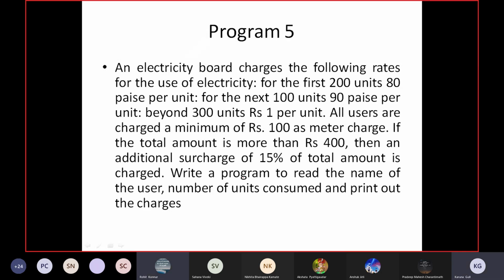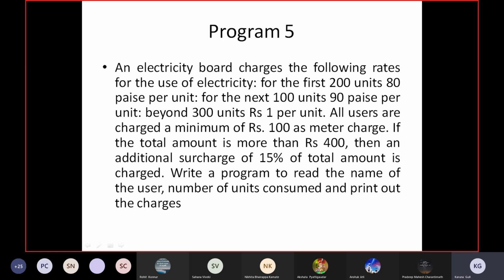So that's what we call electricity bills. We are interested in generating the electricity bills. It purely depends on the consumption of the electricity. If you are able to tell how many units you have consumed at your home, depending on that we are able to give you the bill. So that's what you are writing the program for.